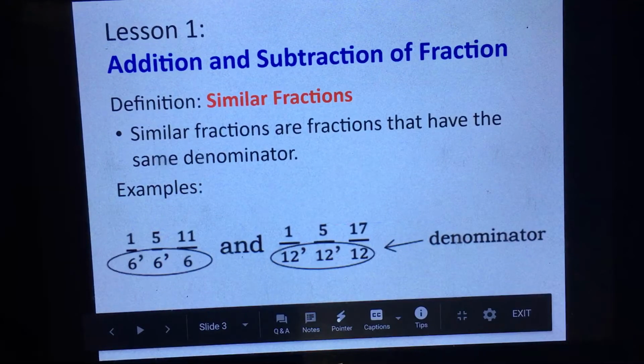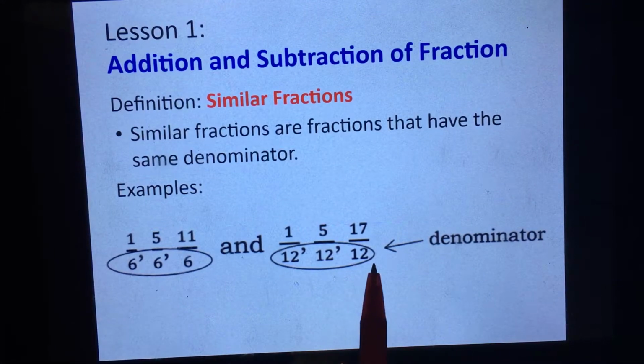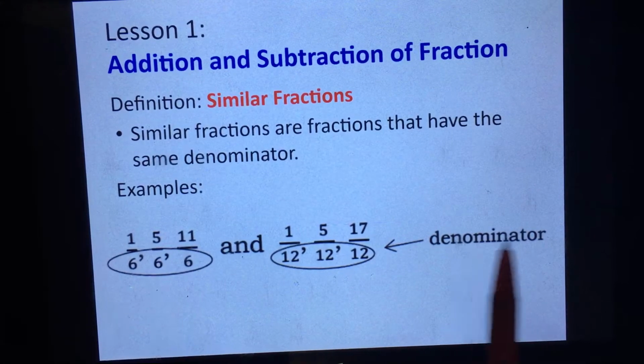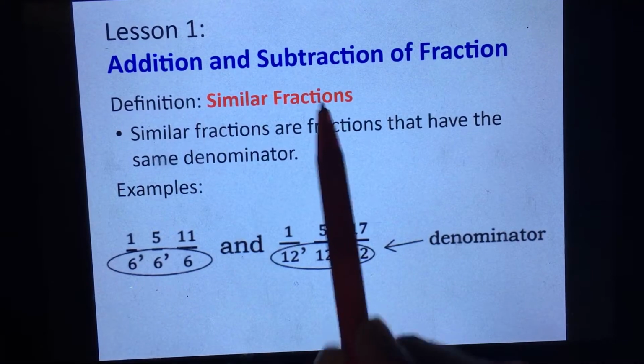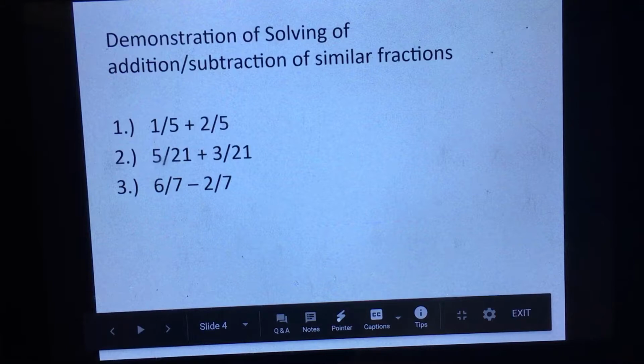To add and subtract fractions, there are three different types of fractions: the similar fractions, the dissimilar fractions, and the mixed fractions. Similar fractions, focus on the denominator. If the denominators are the same, like 12, 12, 12, or 6, 6, and 6, that is what you call a similar fraction. Let's have an example for that: 1/5 plus 2/5.